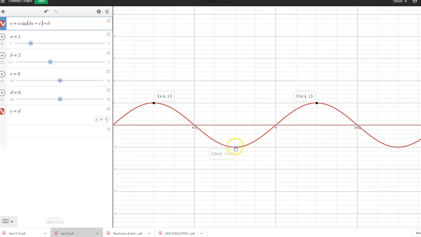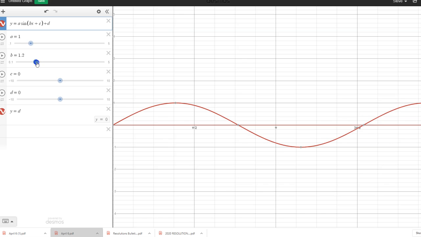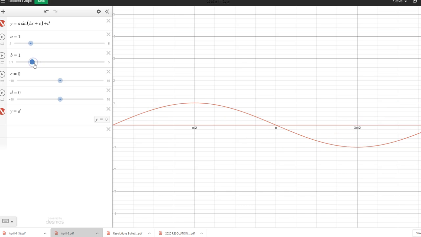That's the period. Or what about the distance from 3 pi over 4 to, again, the next point where we repeat? So the next minimum, that's 7 pi over 4. 7 pi over 4 minus 3 pi over 4 is 4 pi over 4, which is just pi. So that's B. So let's set B back to 1, just so we'll get our period of 2 pi.